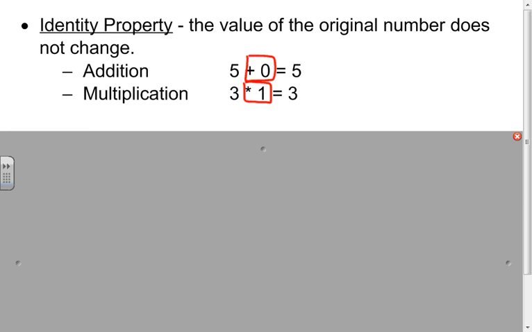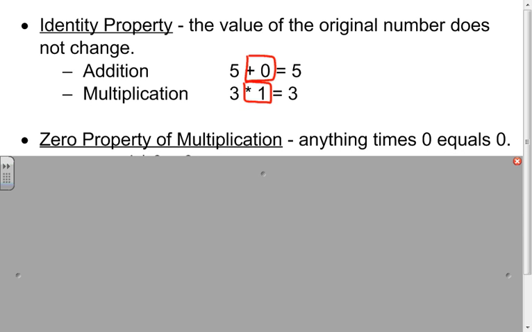The next property is the zero property of multiplication. Anytime I multiply by 0, my answer is 0.